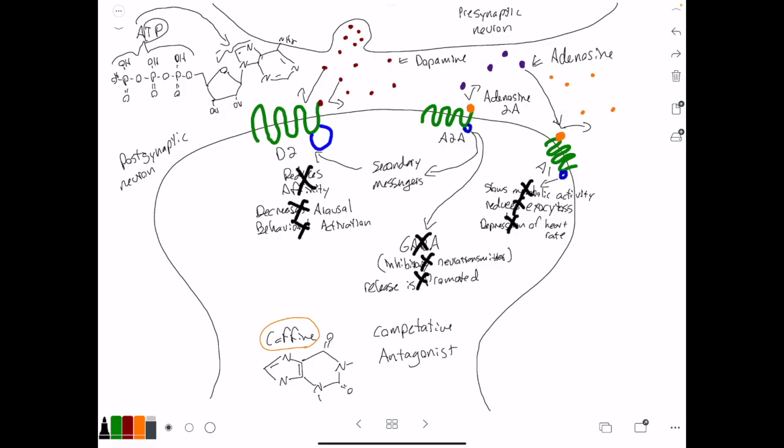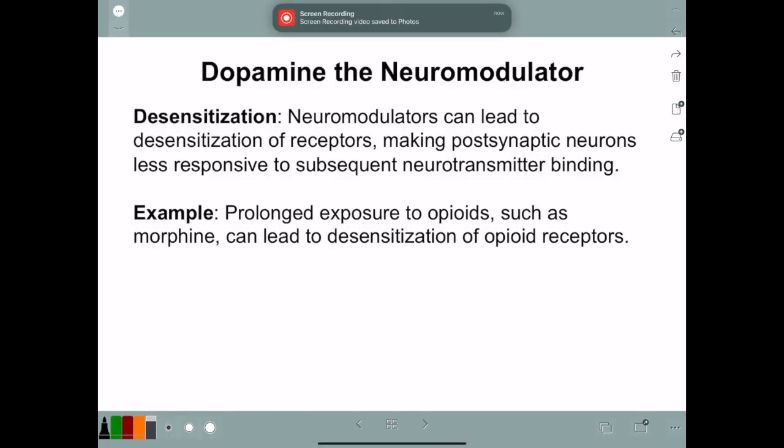Okay, let's move on to our next example. The next neuromodulatory effect that I want to talk about is desensitization. Neuromodulators can lead to the desensitization of receptors, making the postsynaptic neurons less responsive to subsequent neurotransmitter binding. The example that we're going to use here is prolonged exposure to opioids, such as morphine. This can lead to the desensitization of our opioid receptors.